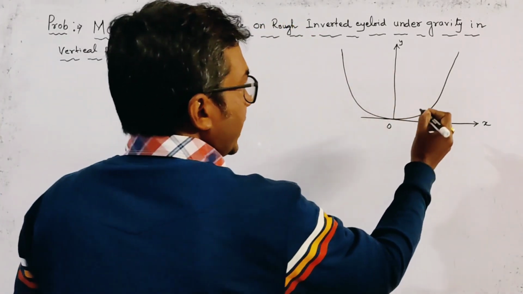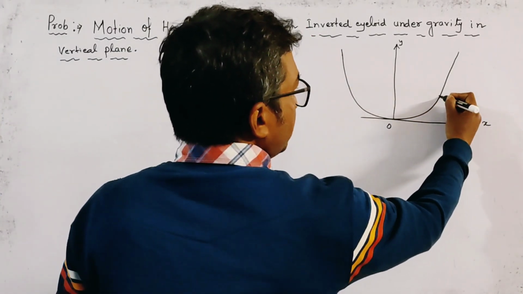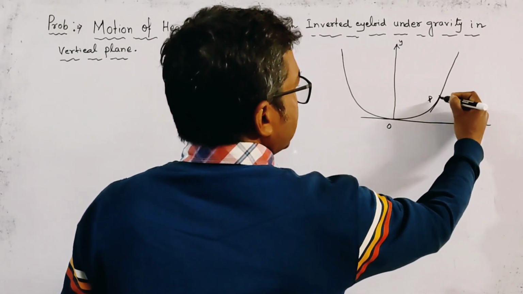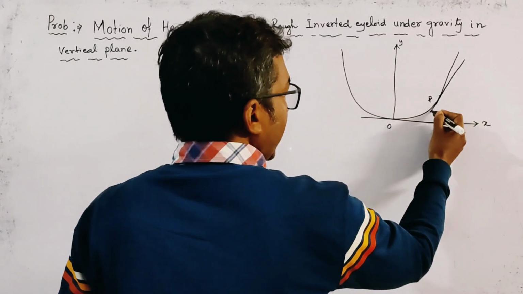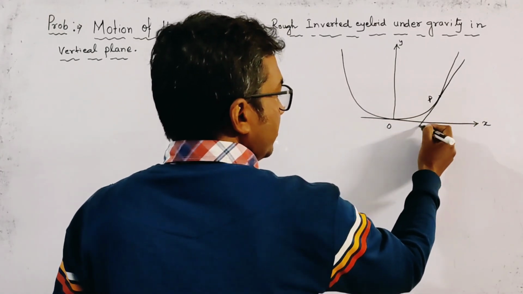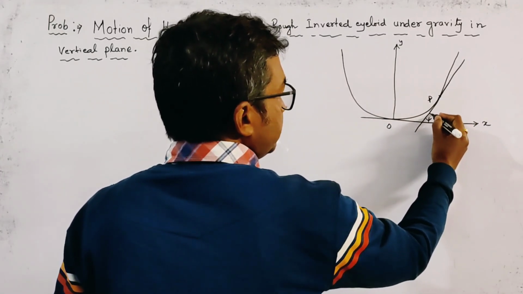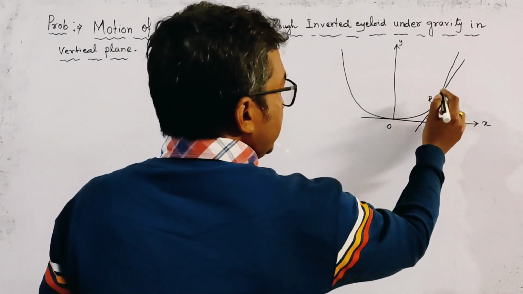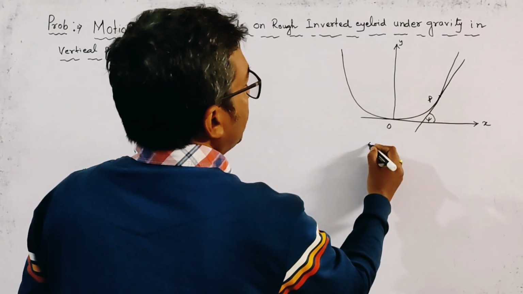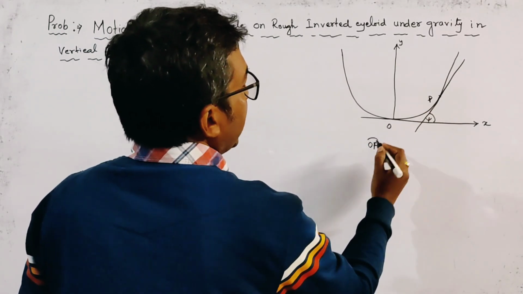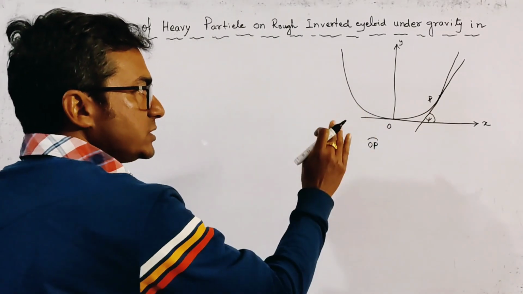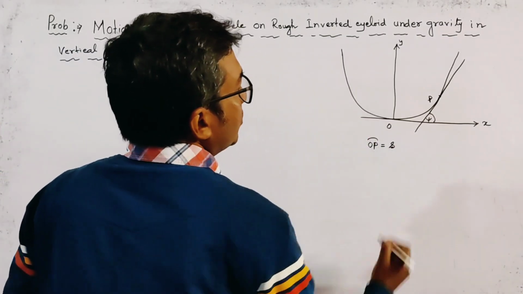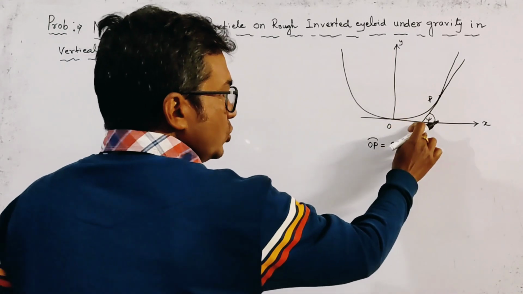Let at any time P be the position of the particle. We draw a tangent to the cycloid, and let the tangent at P make angle psi with the positive direction of the x-axis. Since P is any point, here we let OP be the arc, measured from the vertex, which is the fixed point on the cycloid. Let it be S.